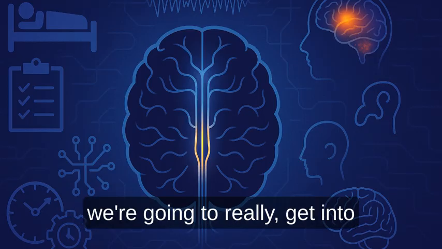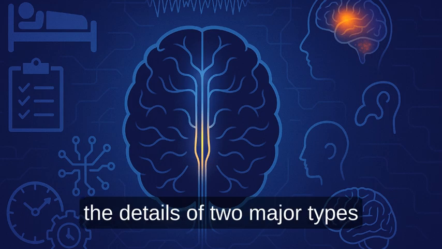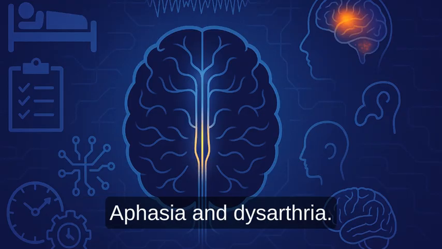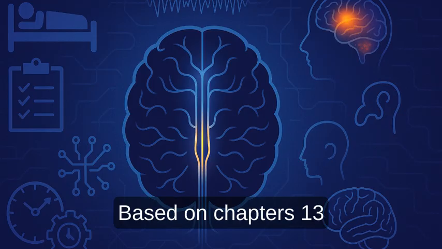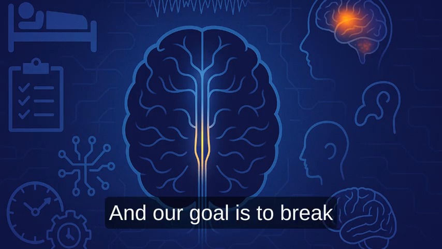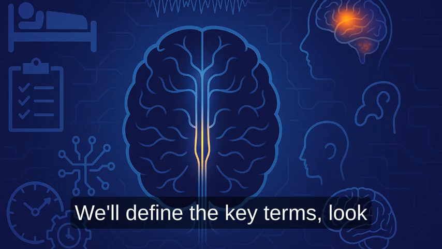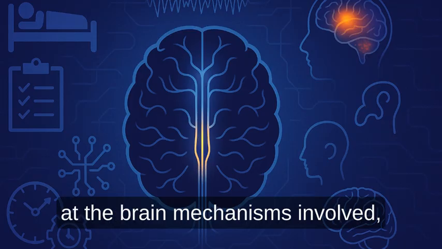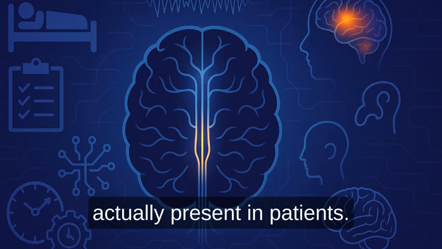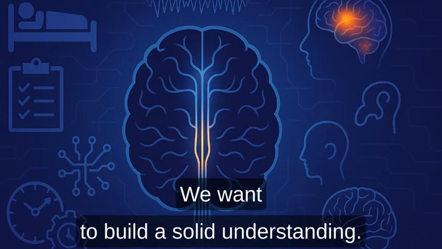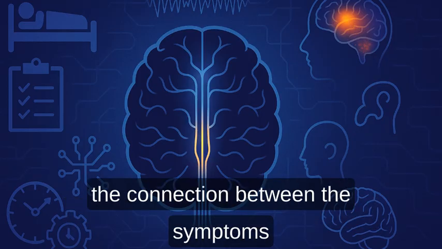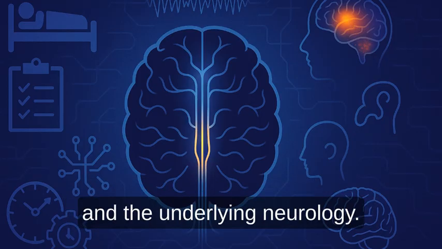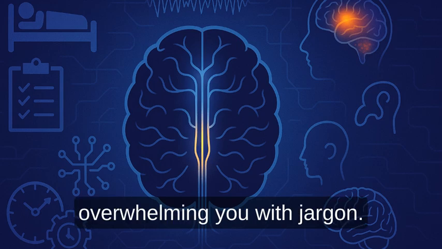Okay, so for this deep dive, we're going to really get into the details of two major types of these language disruptions, aphasia and dysarthria. We've got some pretty comprehensive material here. Yes, based on chapters 13 and 14 that we reviewed. And our goal is to break it all down for you. We'll define the key terms, look at the brain mechanisms involved, and talk about how these conditions actually present in patients. We want to build a solid understanding. Exactly. We're aiming for clarity, those kind of aha moments where you see the connection between the symptoms and the underlying neurology, but without overwhelming you with jargon.